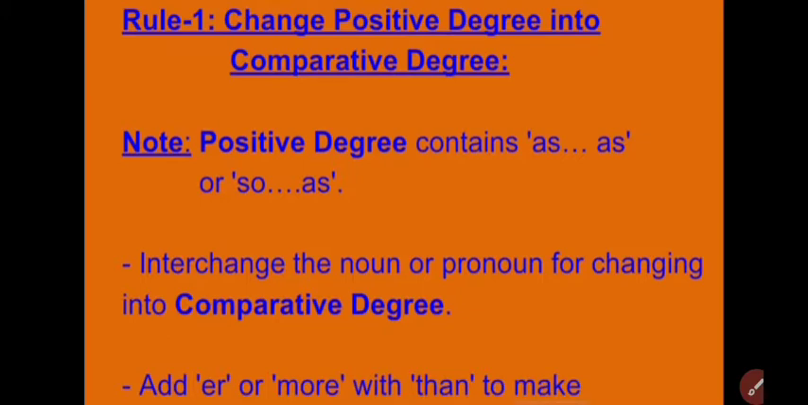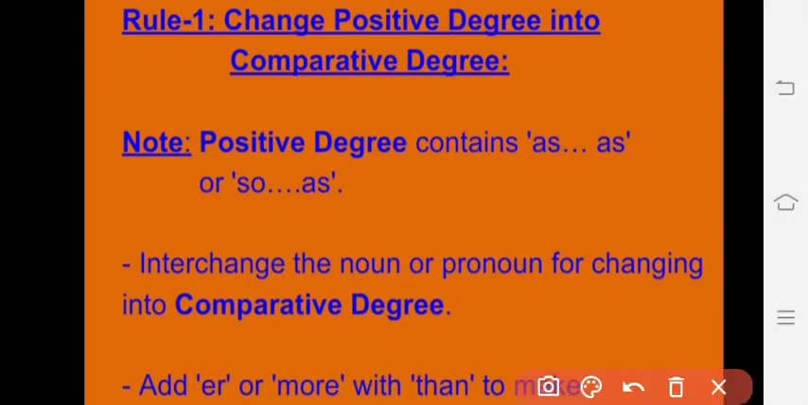Now we move to rule number 1, that is, change positive degree into comparative degree. But how can you identify that the sentence is of positive degree? A positive degree contains as or so as. The sentence that contains as or so as is considered a positive degree. If this sentence is given in the examination, you can convert positive degree into comparative by following some rules. Interchange the noun or pronoun.